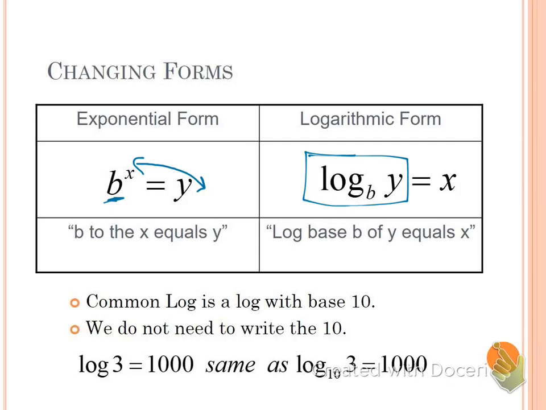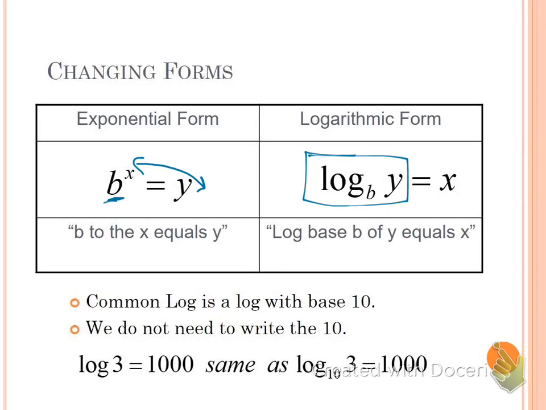Okay? Some things to understand. The common log. There is a common log. We count and we do our numbering system in base 10, right? All of our digits are powers of 10. Ones, tens, hundreds, thousands. Go through the decimals, tenths, hundredths, thousandths.